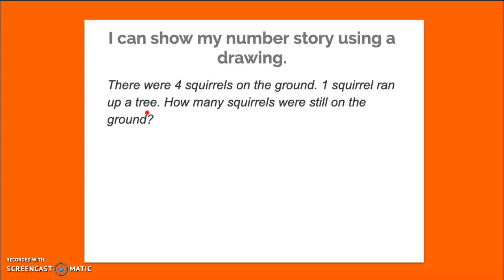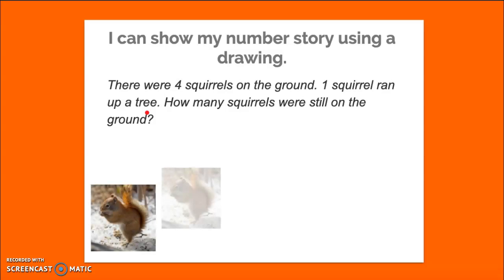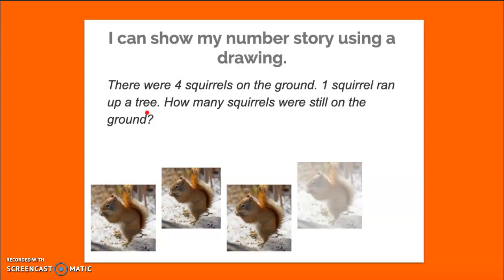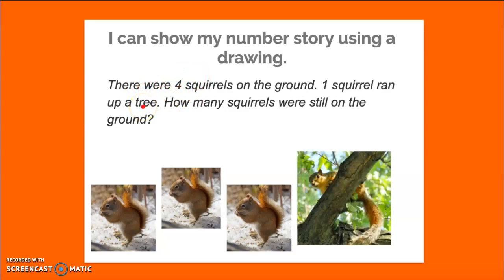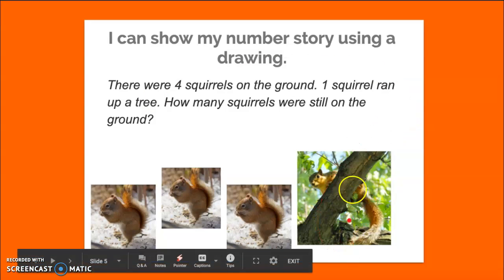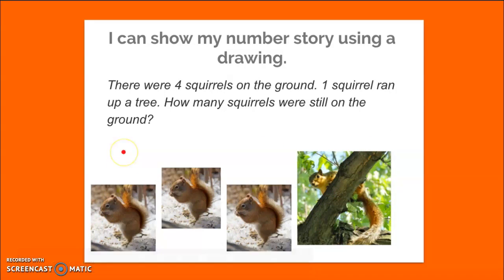Okay, let's draw. So I have 1, 2, 3, 4 squirrels. But 1 ran up a tree. Does my picture show how many squirrels are still on the ground? Yes, when 1 ran up the tree, it took away a squirrel on the ground. So we have 1, 2, 3 left. That's right.